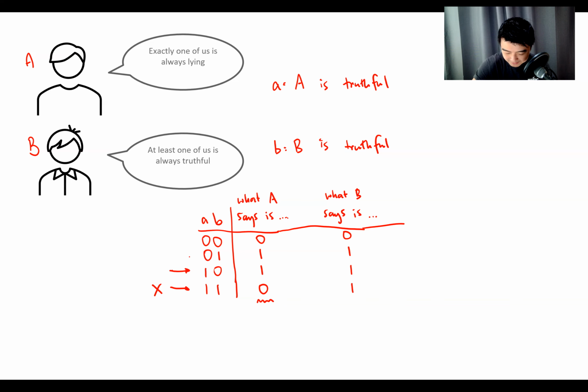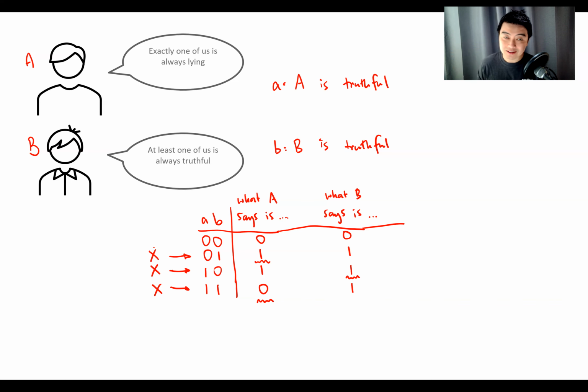What about the second to last case? In the second to last case, we assumed A is telling the truth, but B is lying. But if B is lying and what they say is truthful, that can never happen either. So that's also crossed out. Now you could probably guess which case it is. So here, what about this case? Well, A is lying, but what they said is the truth. So no, this case can't happen either.